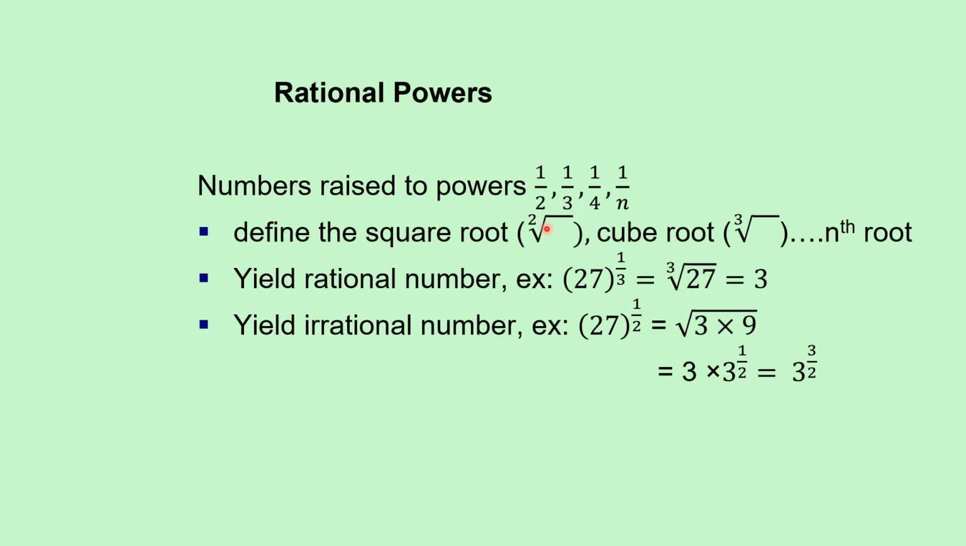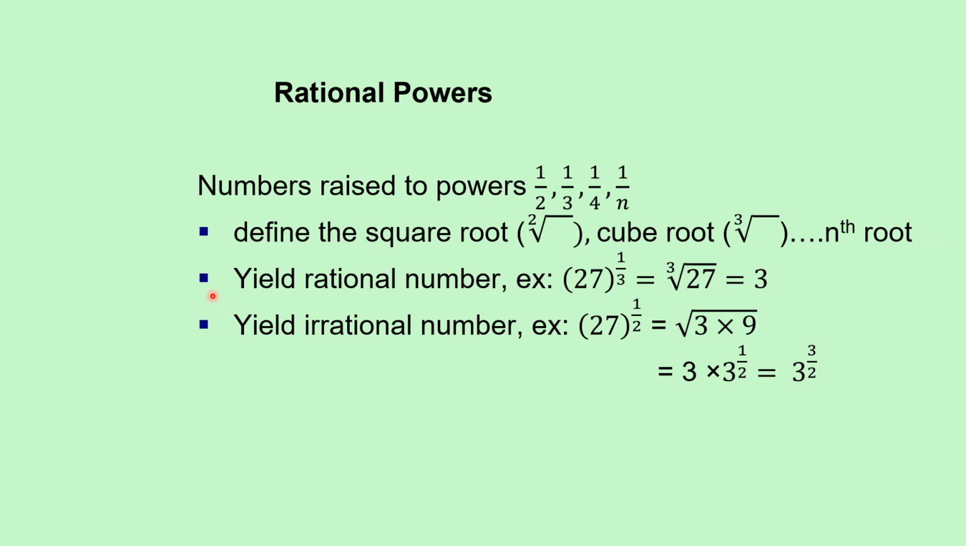For example, in this case, something to the power of half, you can see is the square root of 2 like this. And if something is to the power of 1 over 3, it is written like this, the cube root, and you can also write it until the nth root.